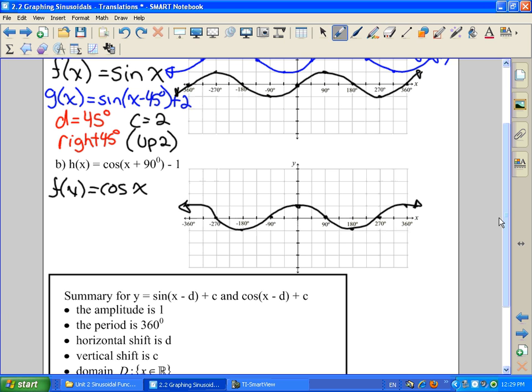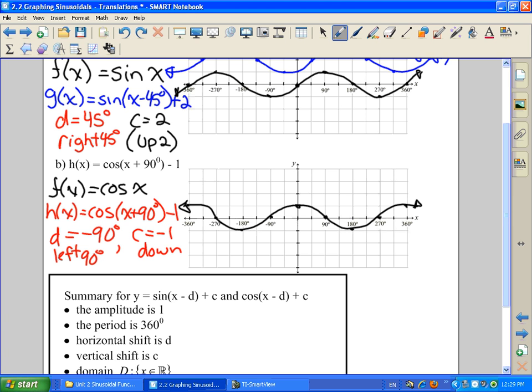All right, now h of x, let's see what's happened to h of x. So h of x equals cos of x plus 90 degrees, minus 1. Notice the negative's now a positive there. That tells us d equals negative 90 degrees, which means we're going to go left 90 degrees. And c equals negative 1. That means we're going to go down 1. Okay, so for each key point, we're going to do that. This one's going to be a little easier with our graphing style that we have.